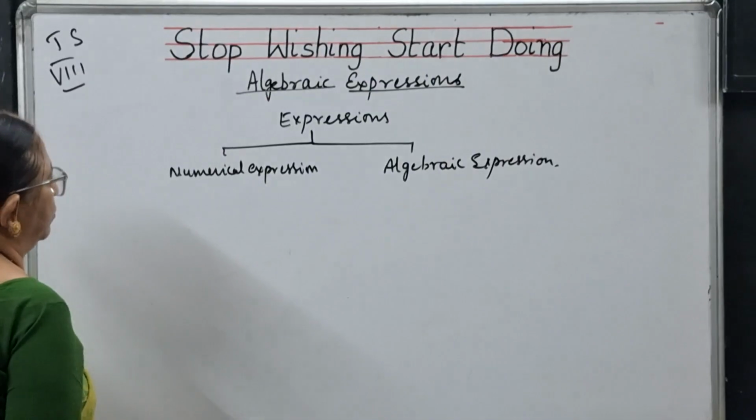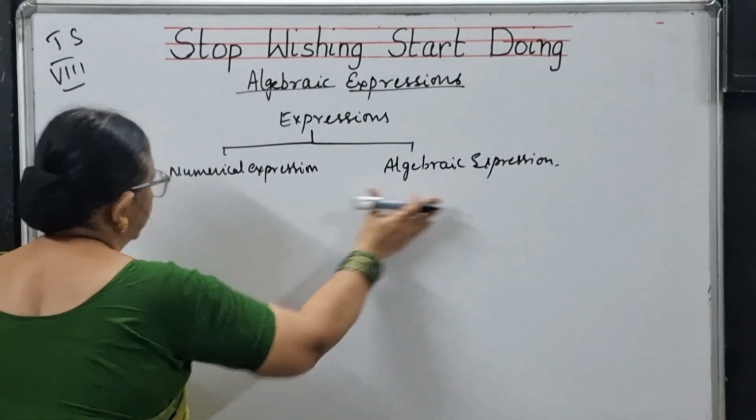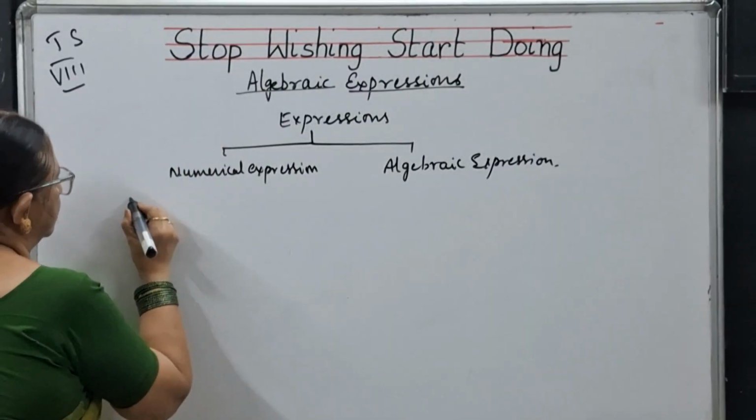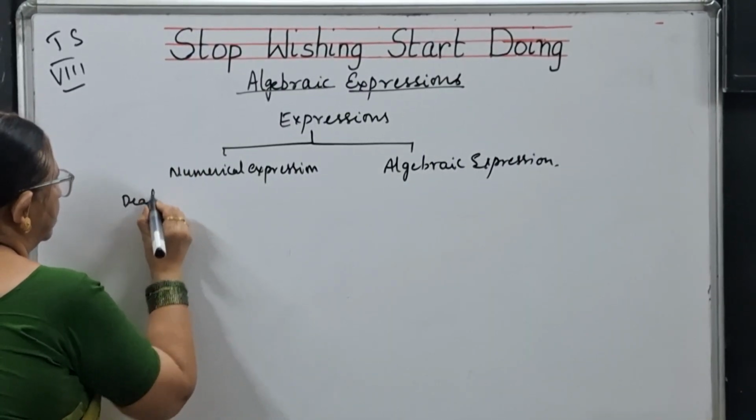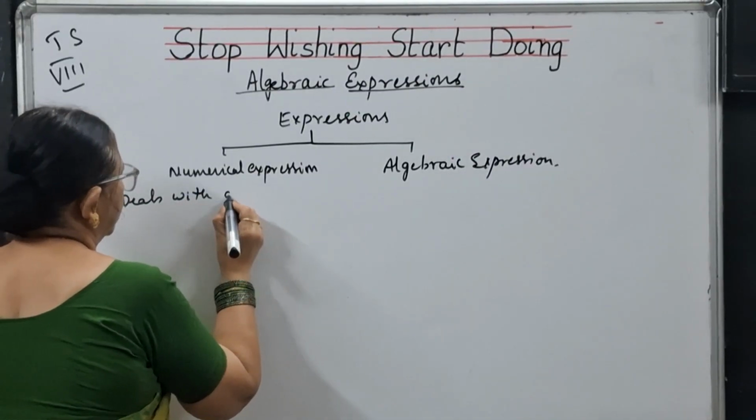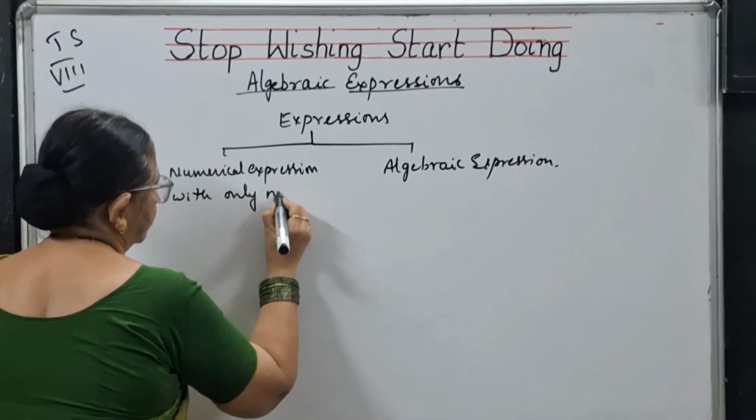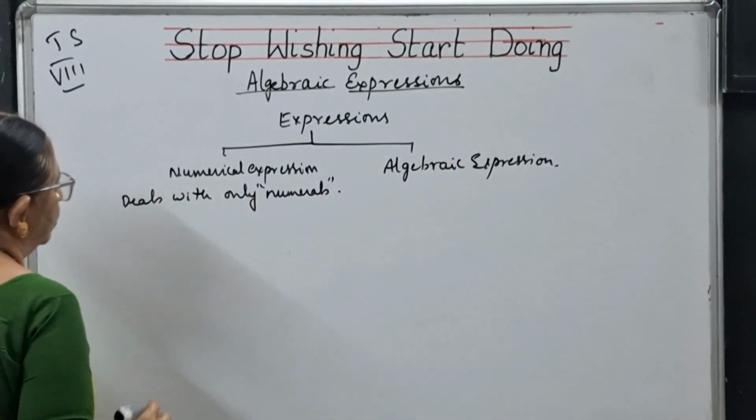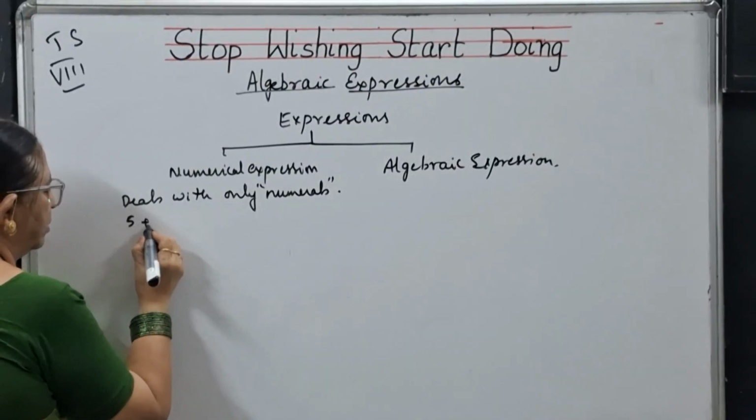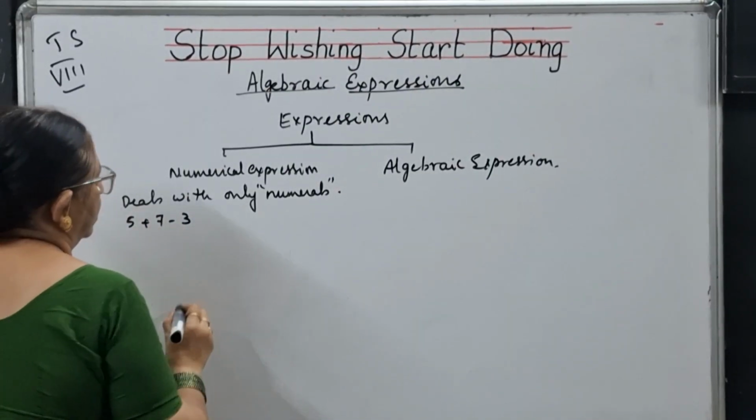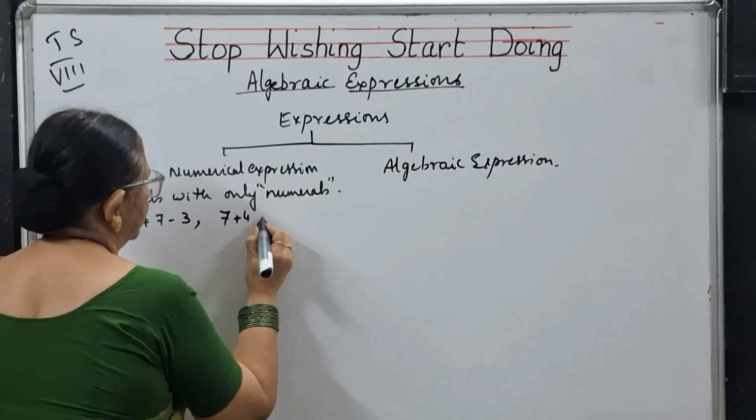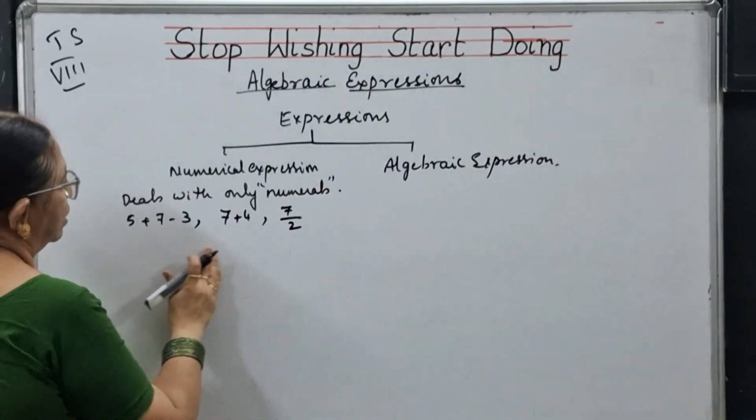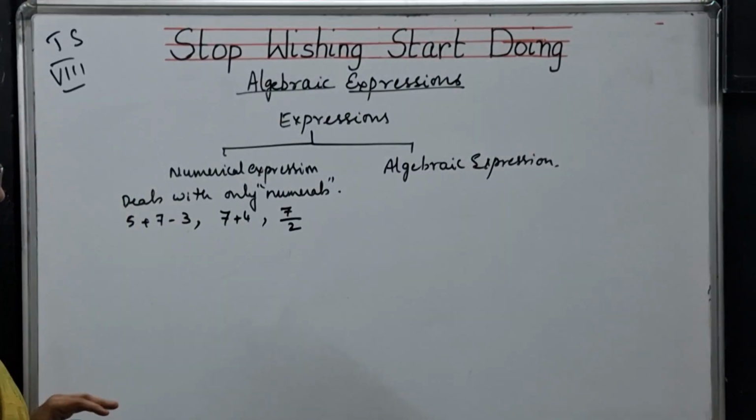So one by one we will deal with. Expressions are divided into two types: numerical expression and algebraic expression. Numerical expressions deal with only numerals. Numerals means numbers. So we can write 5 plus 7 minus 3, 7 plus 4, 7 by 2. These all are considered as numerical expressions.